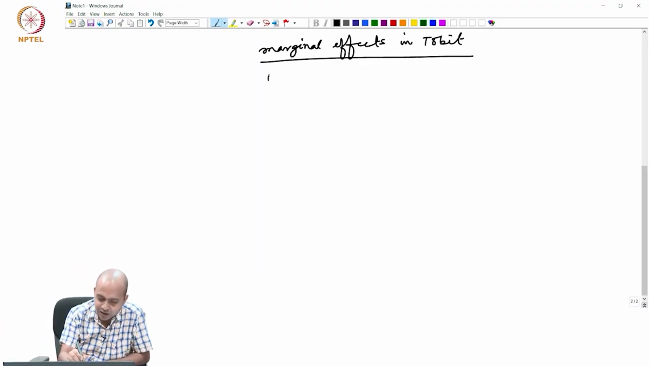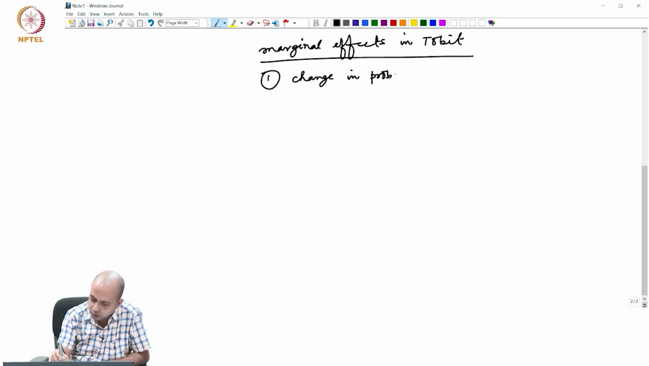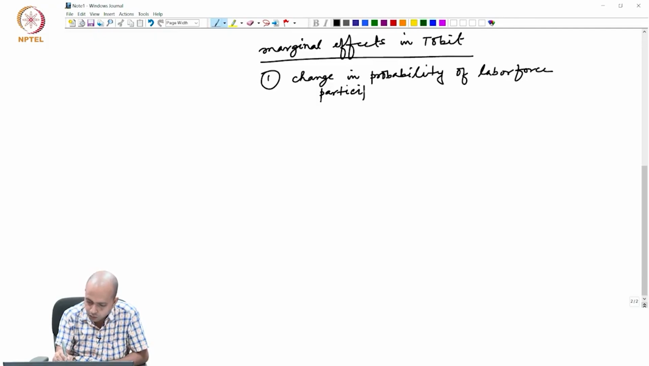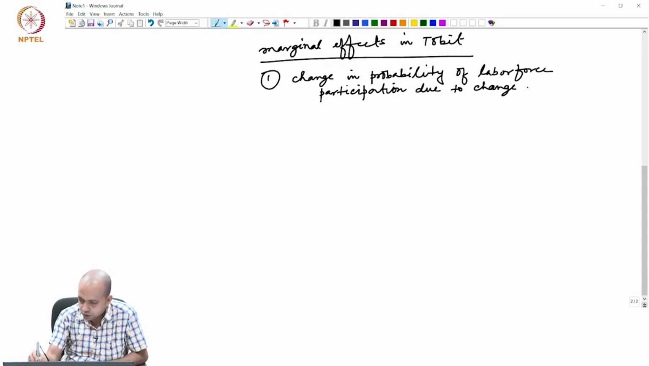So, what I am saying, the type 1 marginal effect is the change in probability of labor force participation due to a change in one of the explanatory variables.